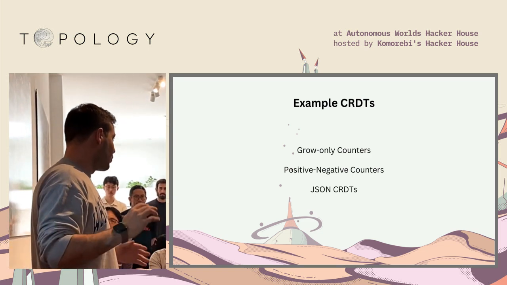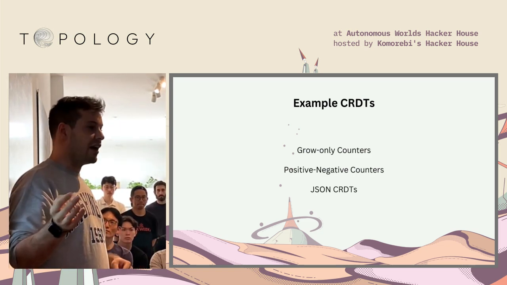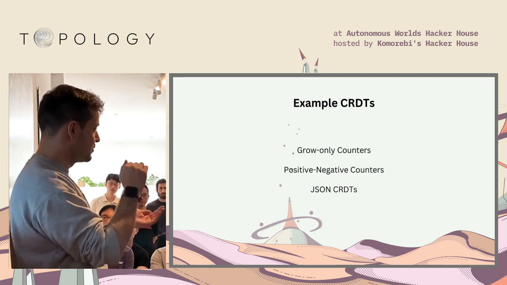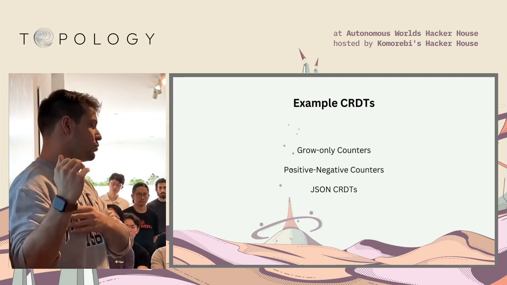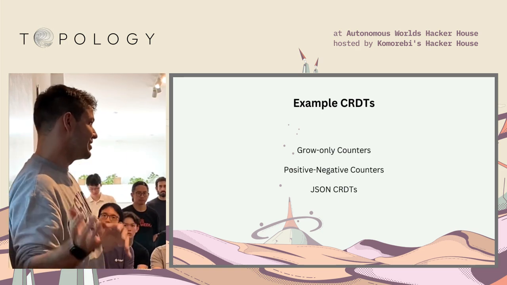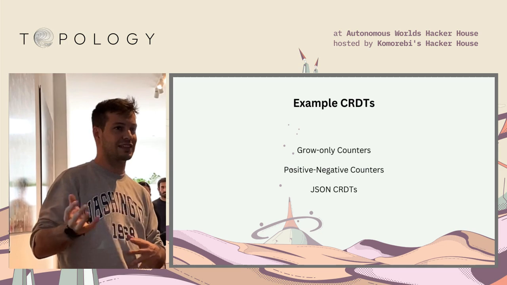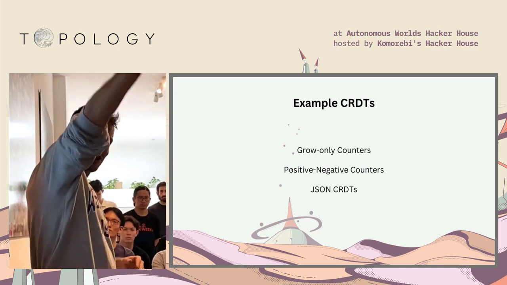Another example that is way more complex is JSON CRDTs, and these are basically constructs with lots of smaller CRDTs that enable us to be JSON compatible. So we start interacting with objects and stuff like that. Cool.